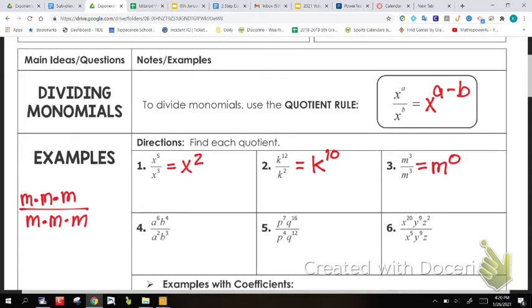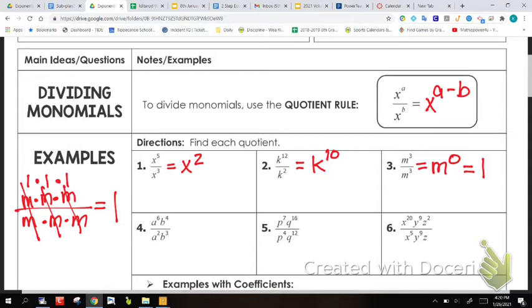So basically what's happening here is, when these cancel out, remember m divided by m is 1. M divided by m is 1. Same thing here. And then 1 times 1 times 1 is just 1. So anytime you come up with an exponent of 0, it's equal to 1. Because basically what that's telling you is they have all canceled out. And you're left with the number 1.